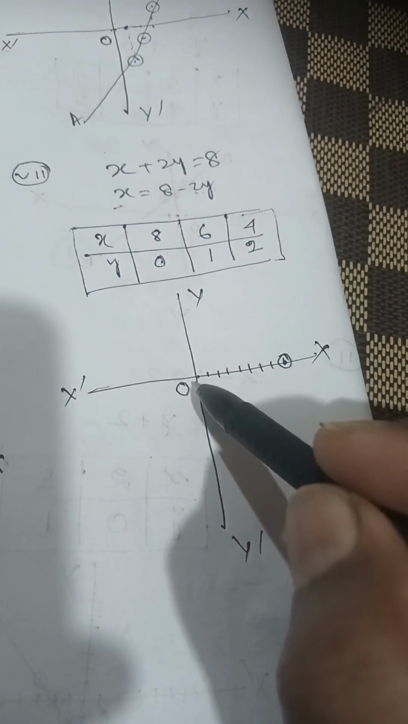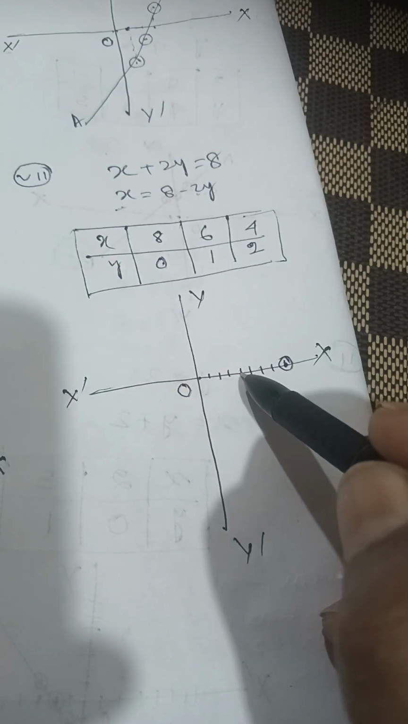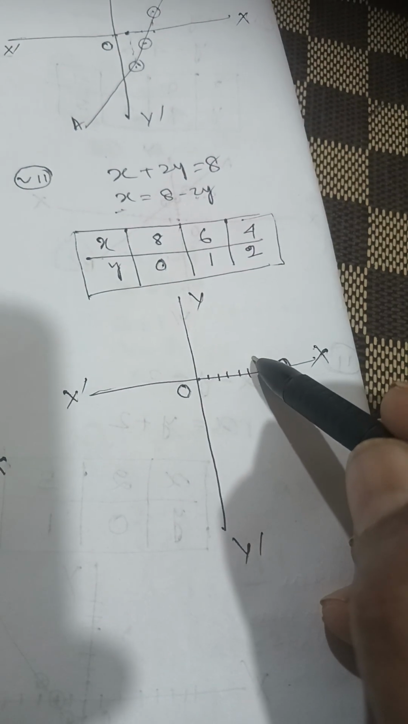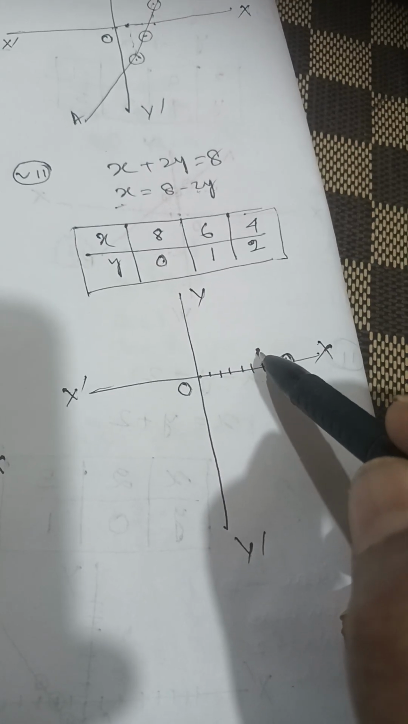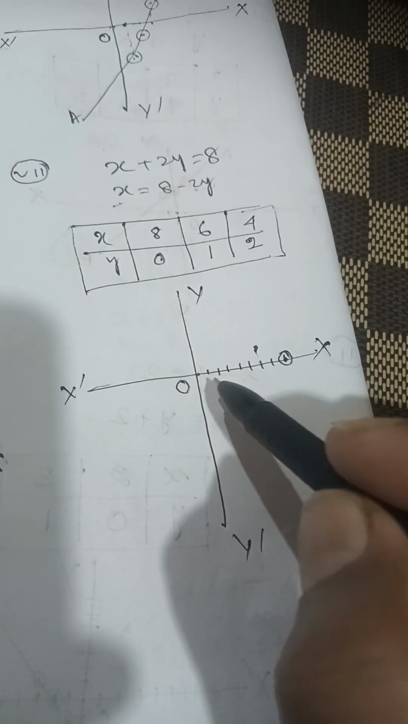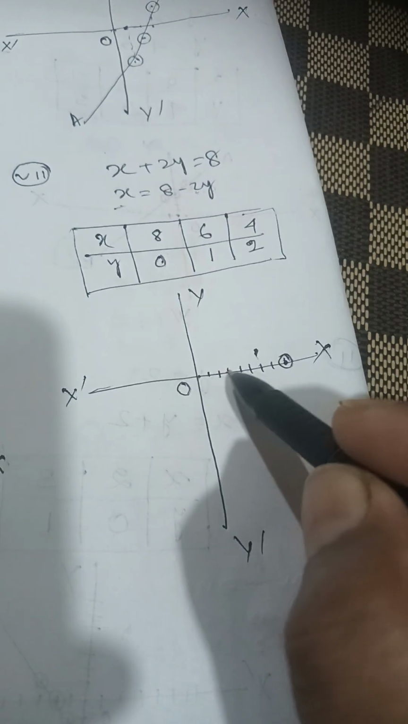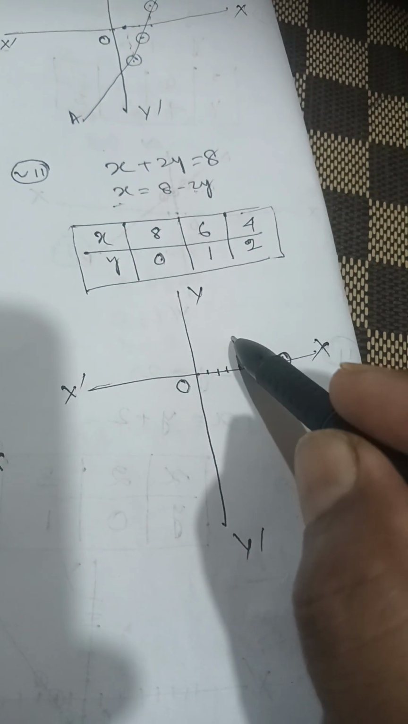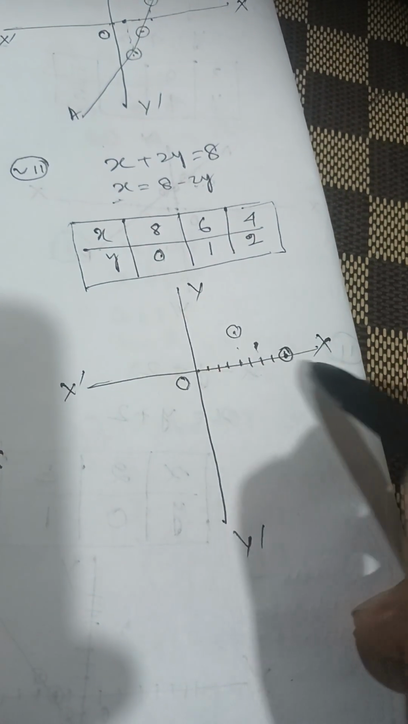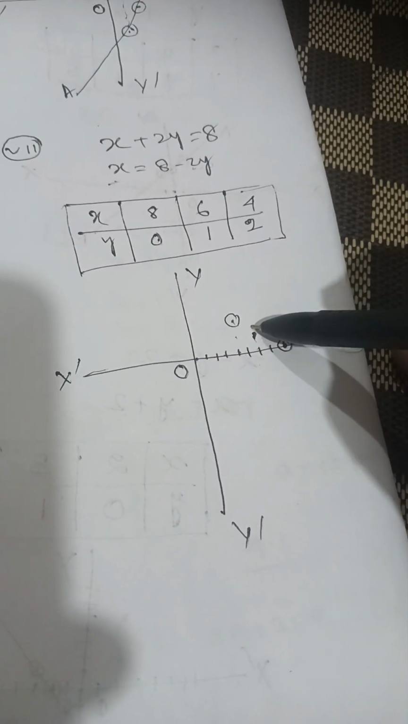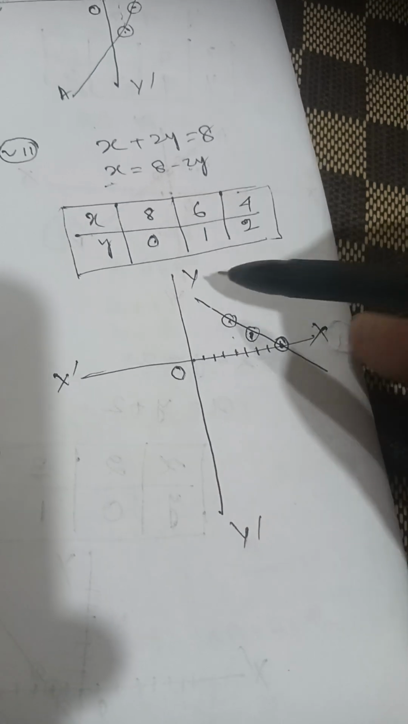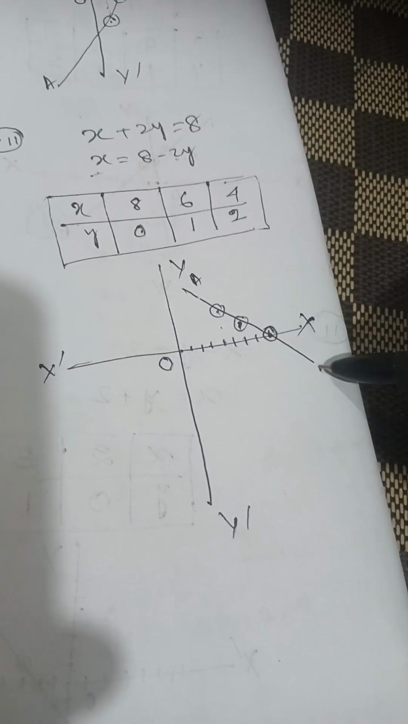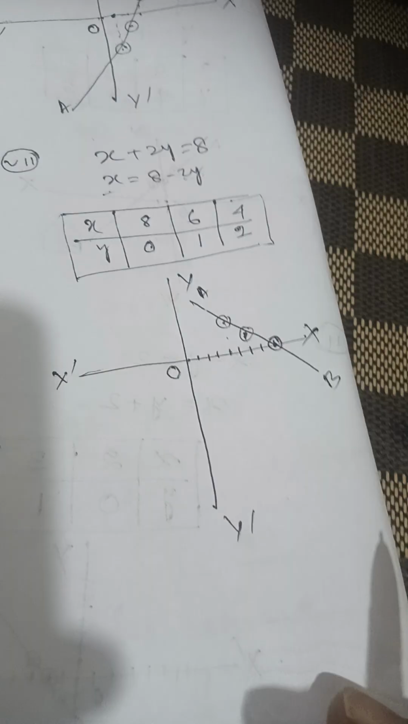Now 6, 1. You see 1, 2, 3, 4, 5, 6 and 1 means towards the upward direction 1 unit. Then 4, 2. 4, 2 means 1, 2, 3, 4 and 1, 2. Okay. Now you see these are the 3 points. With the help of a scale you join all these 3 points and the graph should pass through all these 3 points. This is the graph of the equation.